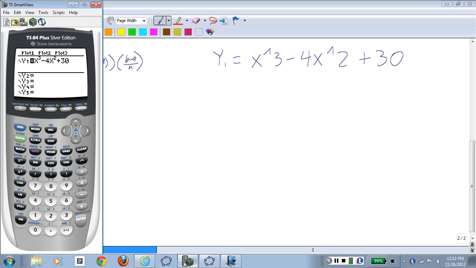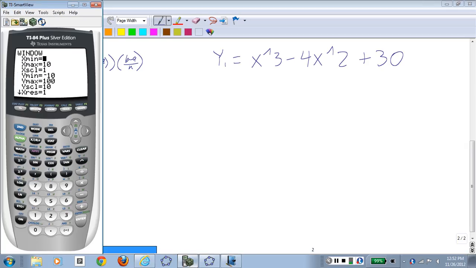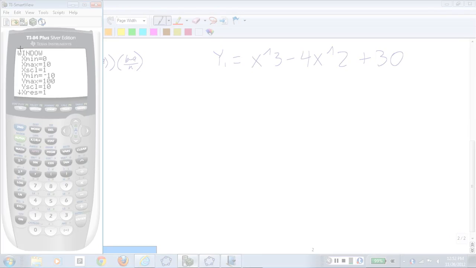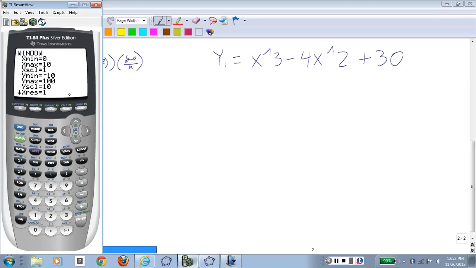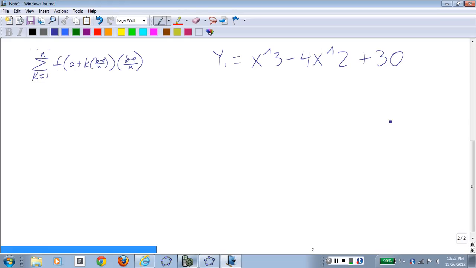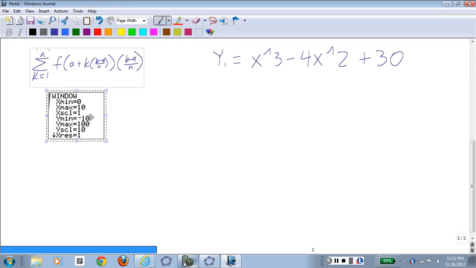Also, if you want to look at the graph of this, a good viewing window: 0 to 10 for the x-min and x-max, negative 10 to 100 for the y-min and y-max, and a y-scale of 10 seems to work pretty well. So I would use these as a fairly decent viewing window for this particular one, but you can tweak that a little bit if you feel like it can be improved upon somewhat.